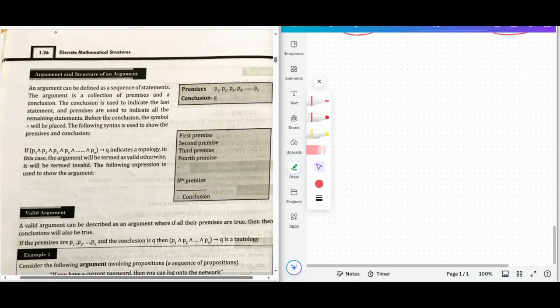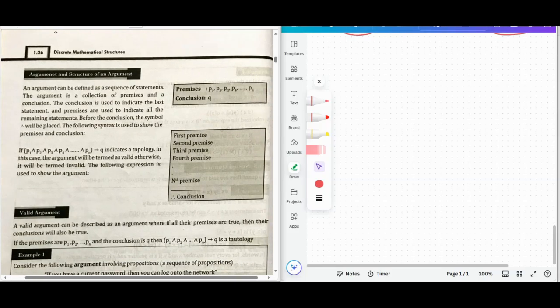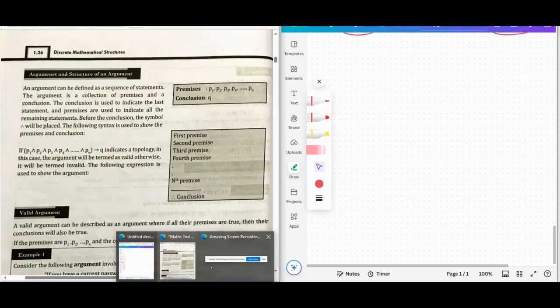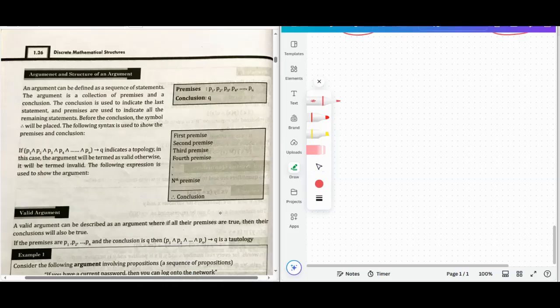Before we go to rules of inference, we have valid arguments and the structure of an argument. What is an argument? You have some n number of conditions, and for those conditions we have one conclusion q. An argument can be defined as a sequence of statements: we have many statements and only one conclusion. For example, take student p1 as the student.